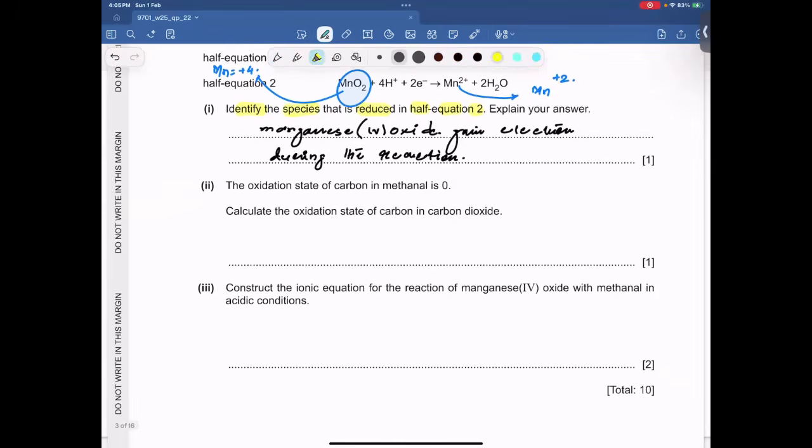The oxidation state of carbon in methanal is 0. Calculate the oxidation state of carbon in carbon dioxide. The formula of carbon dioxide is CO2. Let's suppose carbon is X. Oxygen has a charge of -2 because oxygen is found in group 16 of the periodic table. We have 2 oxygen atoms, so 2 times -2. Since CO2 is a neutral molecule, it has no overall charge, which is why it equals 0. Then X equals +4. Okay.